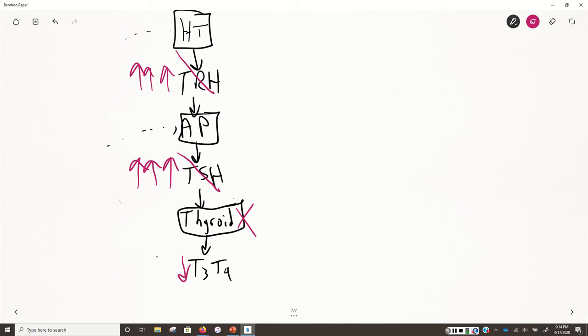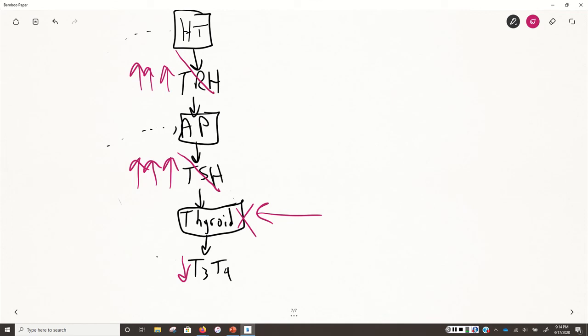So, if we look here, is this a primary or a secondary disorder? Think about that before we go any further. This is a primary disorder because we are stimulating the thyroid to make T3, T4, but it's not responding. Here it's the thyroid. It's a primary condition. The anterior pituitary is doing exactly what we would expect it to do. The thyroid is not responding.